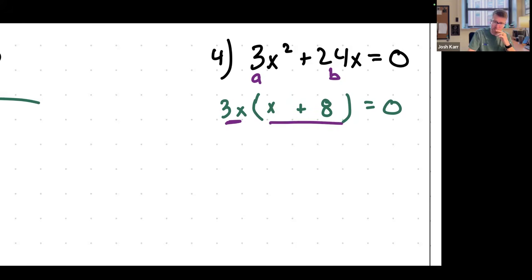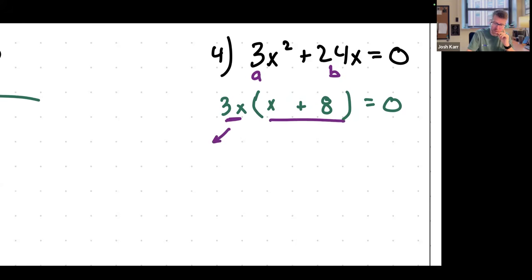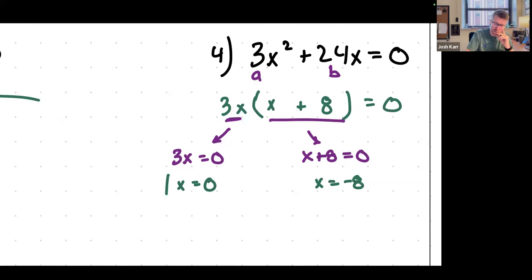And then we've got this binomial. So we're going to split these apart. 3x, when does 3x equal 0? And when does x plus 8 equal 0? This one on the left, we're just dividing by 3, right? And that makes sense. Put a 0 in, this whole thing would equal 0. That's great. And then if I put in a -8, this whole thing would also equal 0. So that's good. Cool.